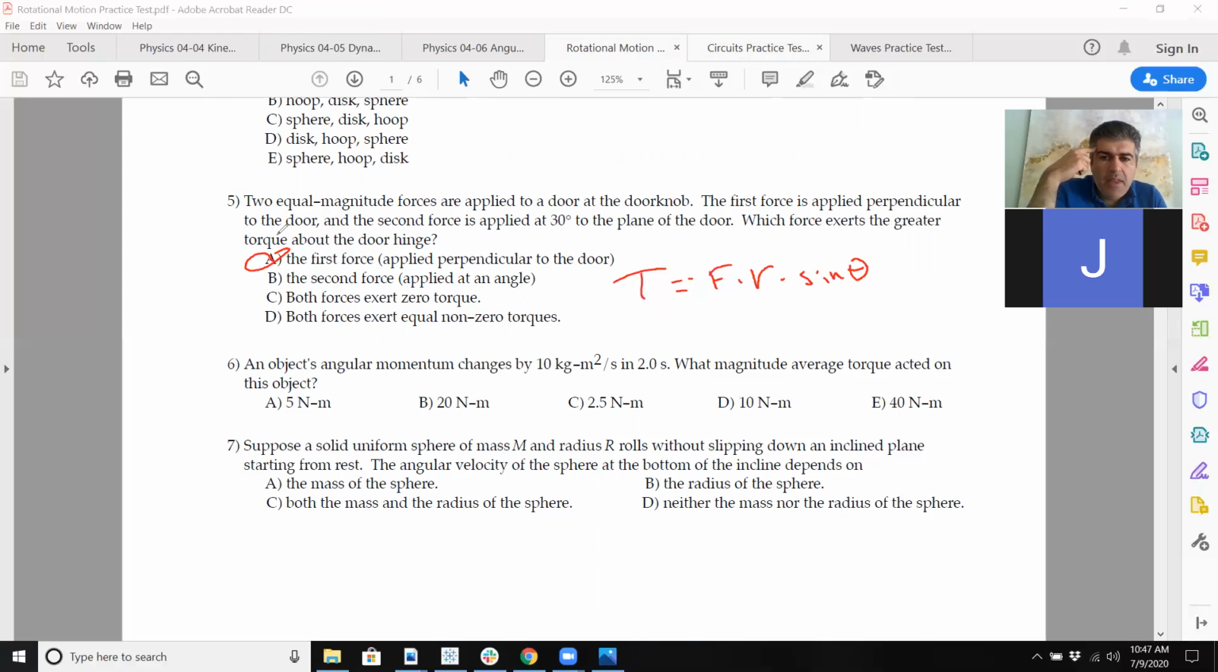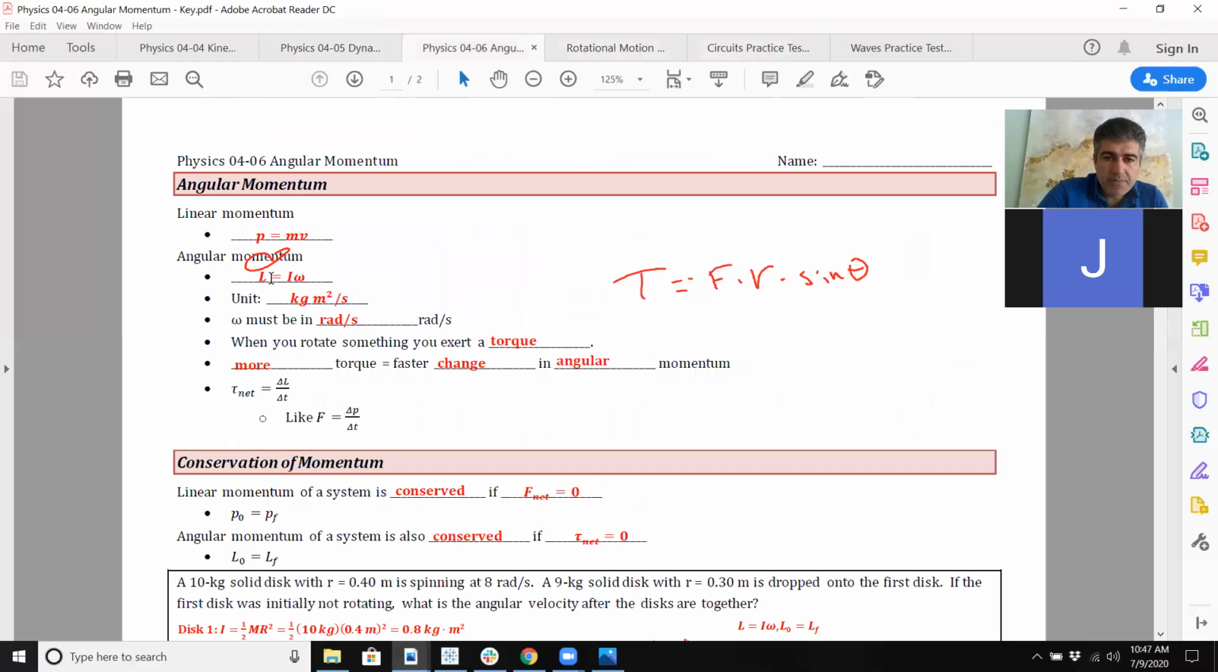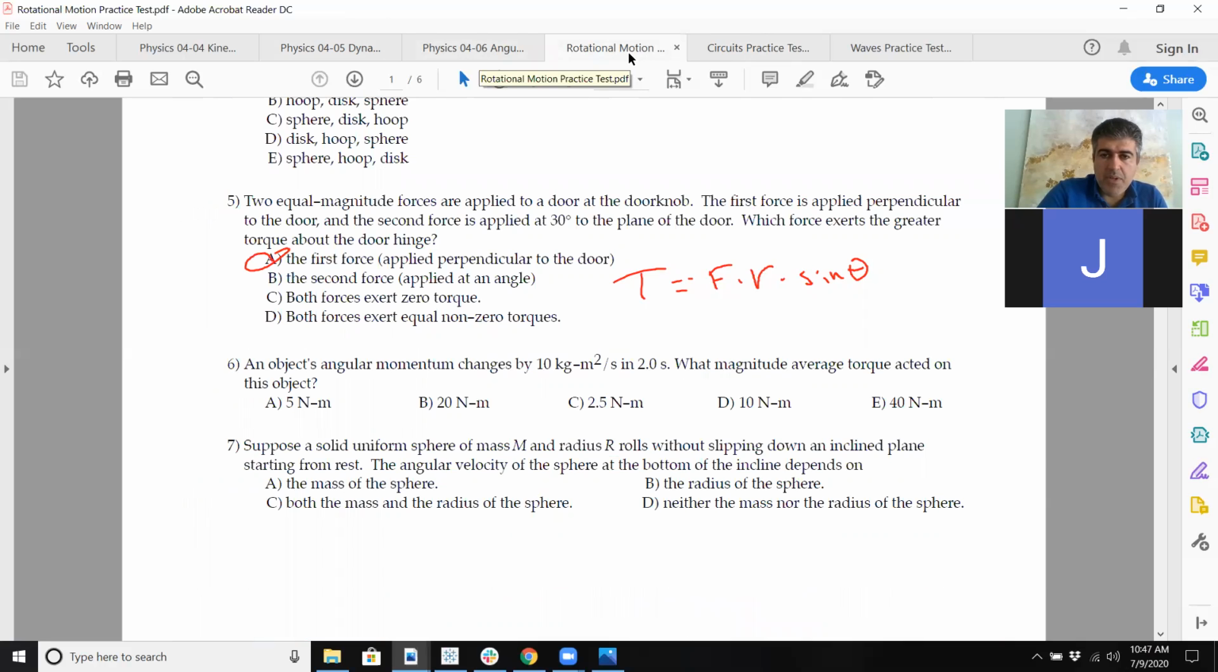Six. The angular momentum is 10 in 2 seconds. What magnitude average torque acted on the object? Remember, we do have some formulas here that involve time as well. Angular momentum change is also tau times delta t, just like we had impulse equal to F times delta t. So the angular momentum is just torque times time. That's all. So easy. 10 equals torque times 2. Your torque is 5. That's all. So we get A again.